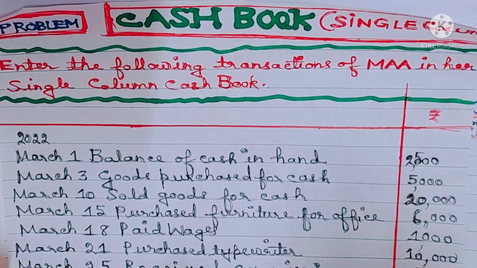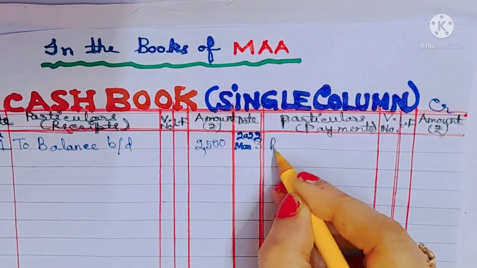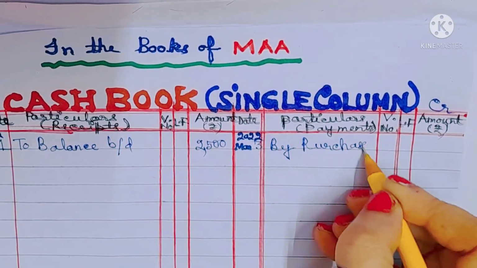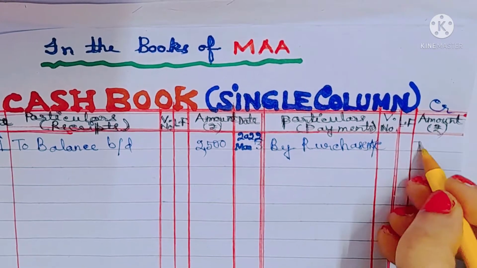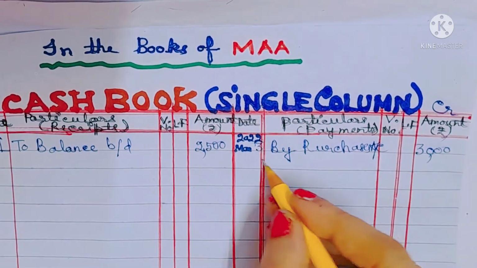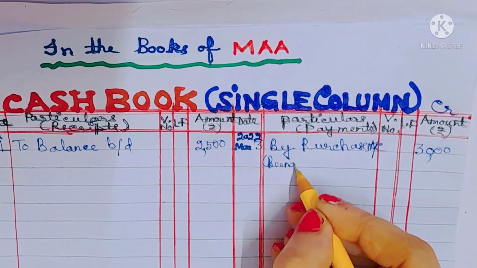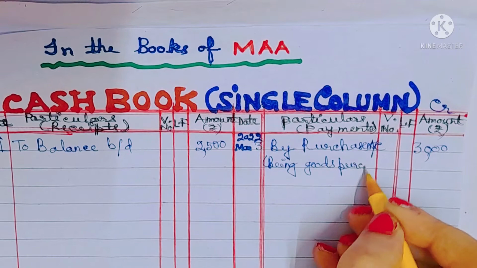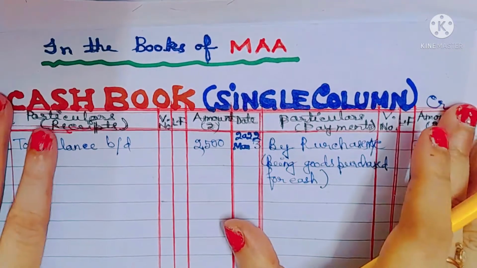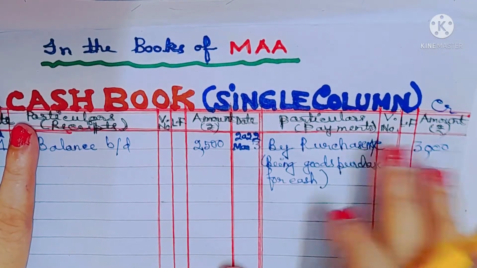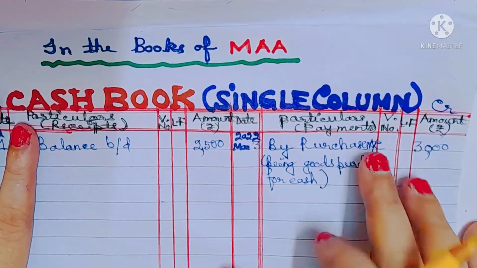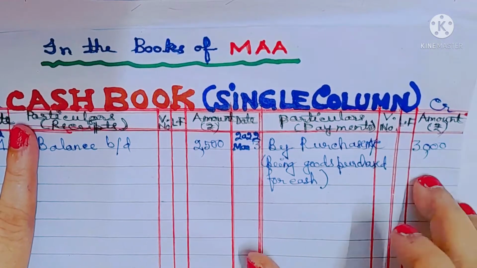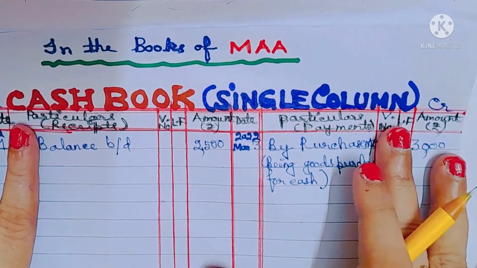Okay, so let's write 3rd March by purchases account 5000, being goods purchased for cash. Okay, moreover cash book is a real account, so what goes out is credit. So when goods are purchased, cash goes out from the business, so 5000 will be credited. Understood? Let's see the next transaction.